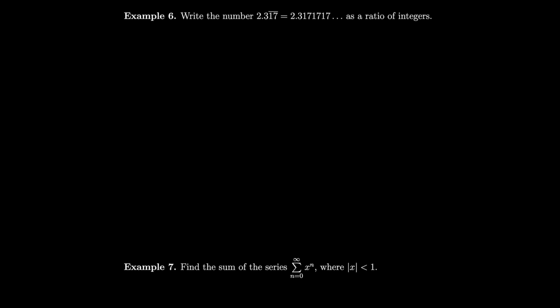Let's try to write the number 2.317 bar, where the 17s repeat forever, as a ratio of integers. So let's try to rewrite this as a series. We've got 2.317, 17, 17, and so on. And that's just 2.3 if we pull that out, plus 17 thousandths. So that's 17 over 10 to the third. It's in that third spot. And the next 17 is over 10 to the fifth, because it's in the fifth spot. And the next 17 is over 10 to the seventh, and so on.